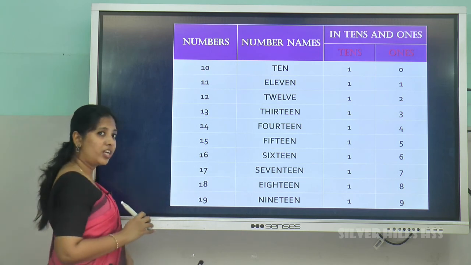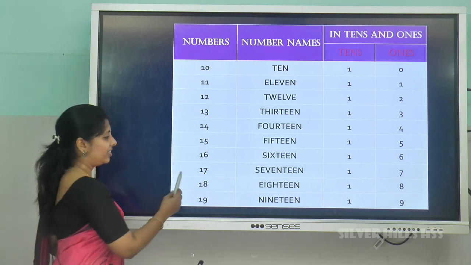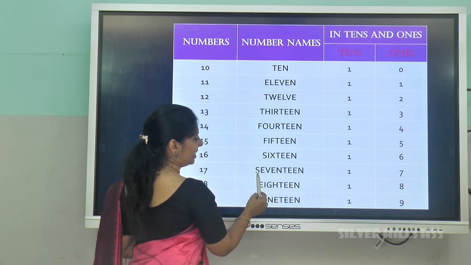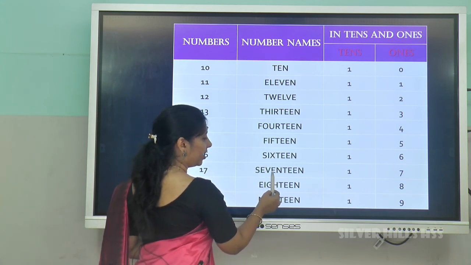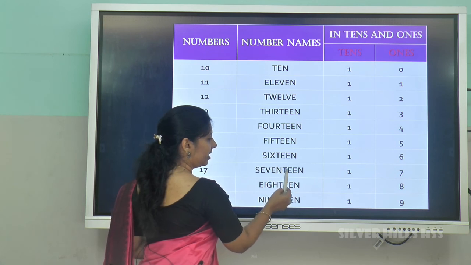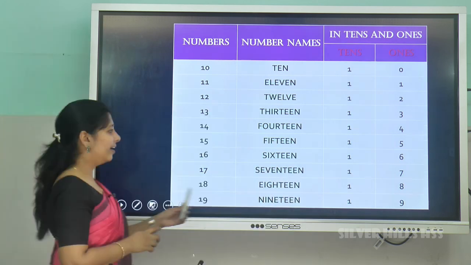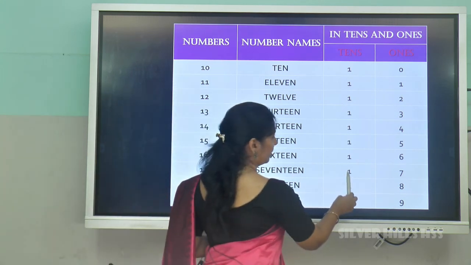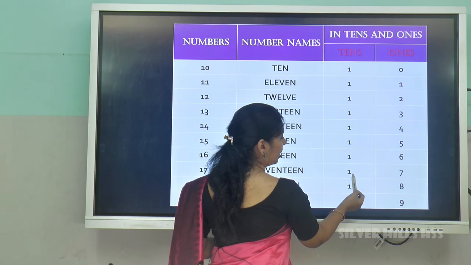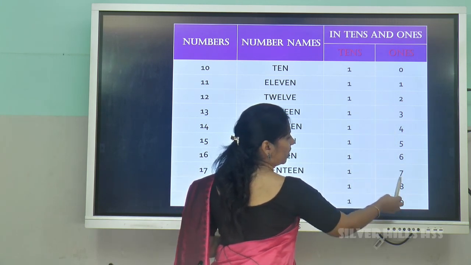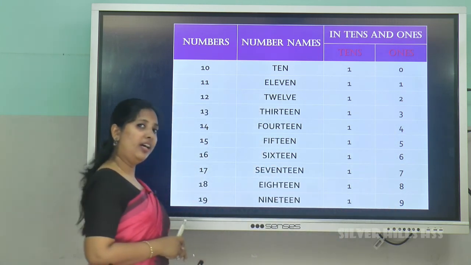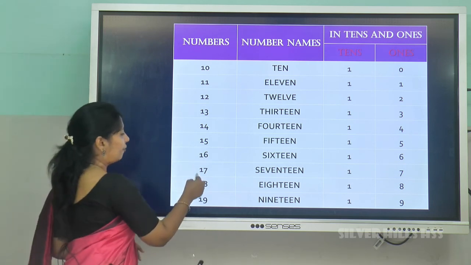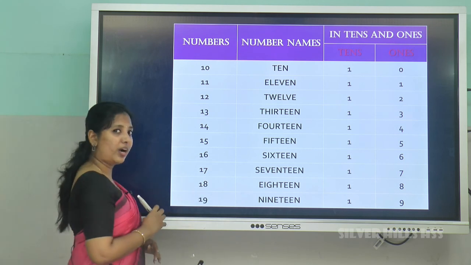After 16 what comes? 17, right? Yeah, 1 7. So the number name is S-E-V-E-N-T-E-E-N. That is the spelling of 17. So in tens position 1 will come, and in ones position 7 will come. So 17.